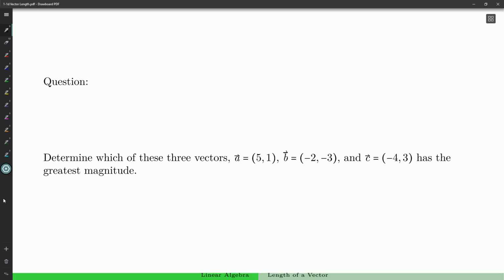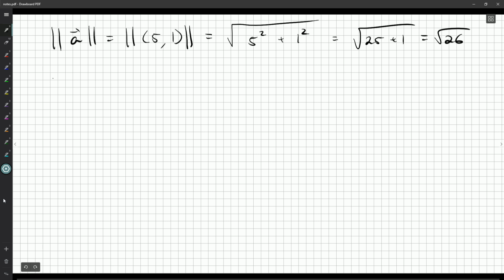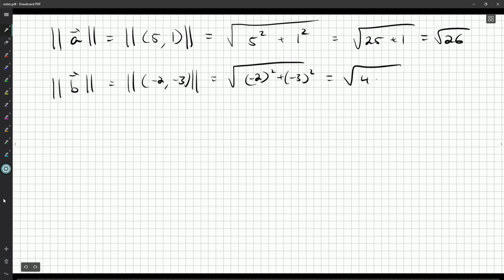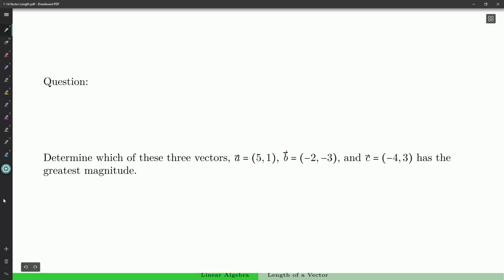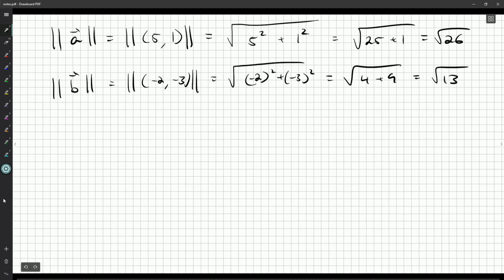Now let's find the length of B, which is (-2, -3). And once again, we use the same process to find the length: square the components, add the result, and take the square root. So B has a magnitude of root 13. We've got one more vector to go, vector C. C is (-4, 3).